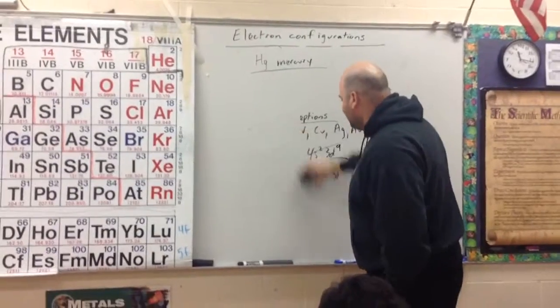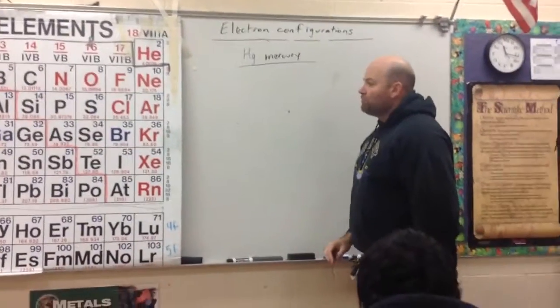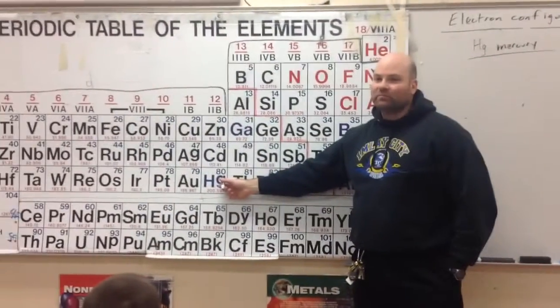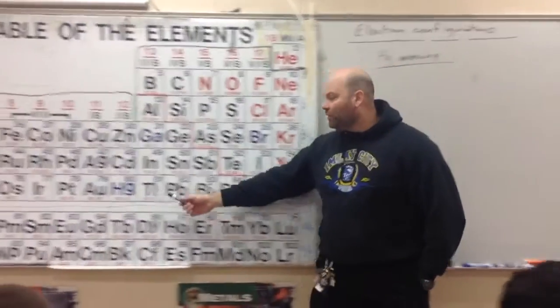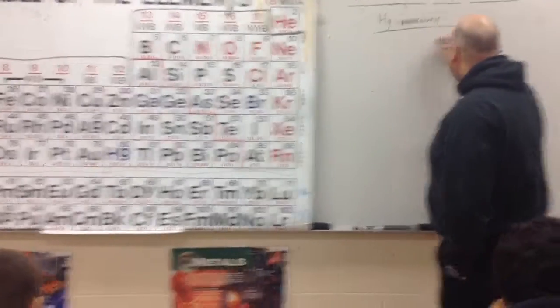Get rid of our exceptions for a minute. Let's go ahead and use our abbreviation for mercury. What are we going to write down? Here's mercury, atomic number 80. We're going to write down Xe, and we're going to have to build up after that.